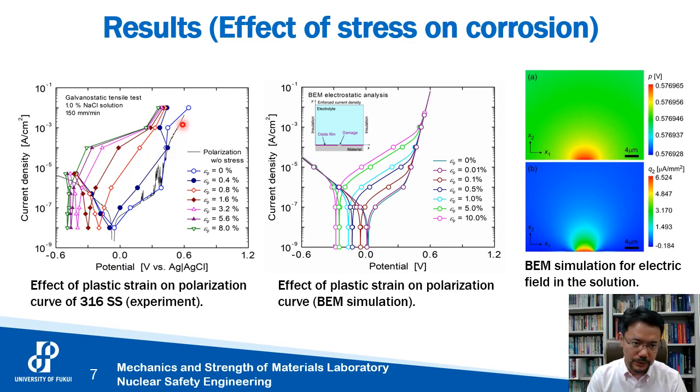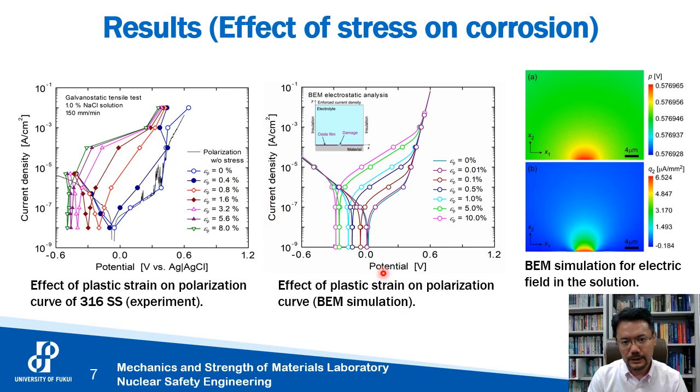And this figure shows the effect of damage on the polarization curve. As damage increases, the curve shifts to the left side. So the natural potential decreases and the current density jumps up 1000 times. So this indicates that when the oxide film breaks, corrosion becomes easier and the corrosion rate becomes faster.